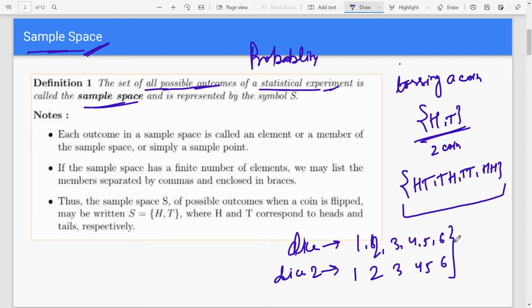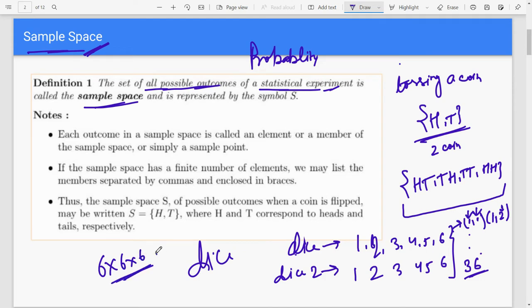these will represent a sample space of a very large size. This will be like 1, 1, because on the first dice it will be 1 and on the second dice it can also be 1, or the first dice will be 1 but the second dice can be 2. Similarly, you will find a total of 6 into 6, which is 36 combinations of these two things. So whenever you start adding more experiments, tossing three dice will give 6 into 6 into 6, a total of 216 as the size of the sample space.